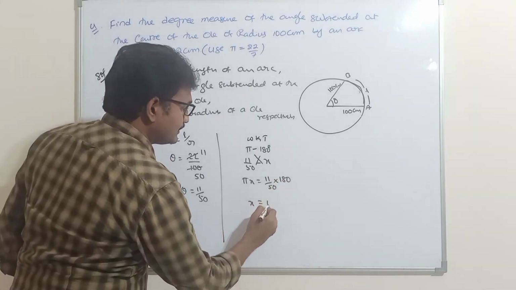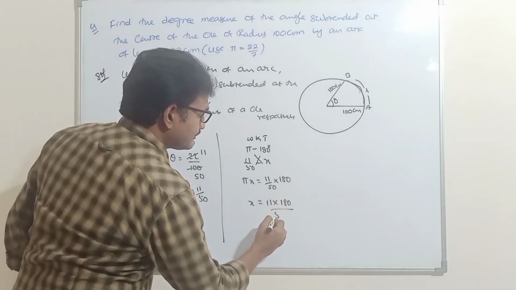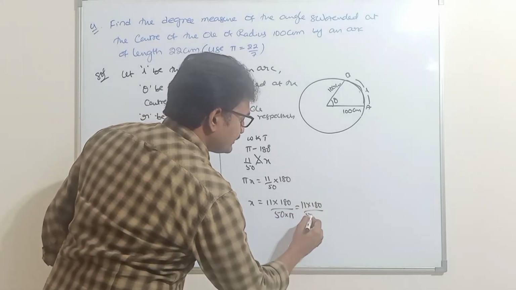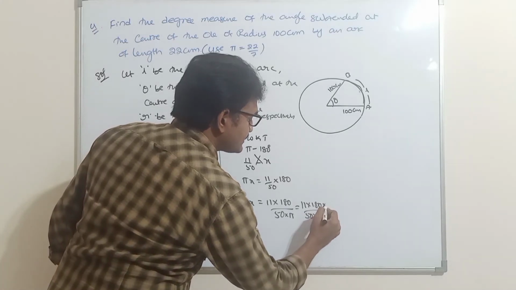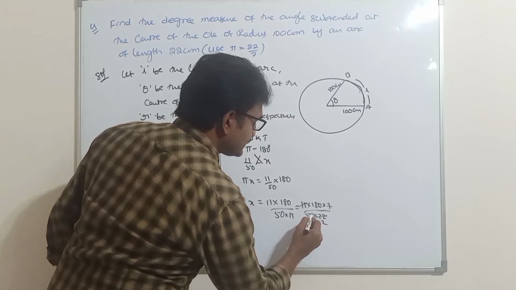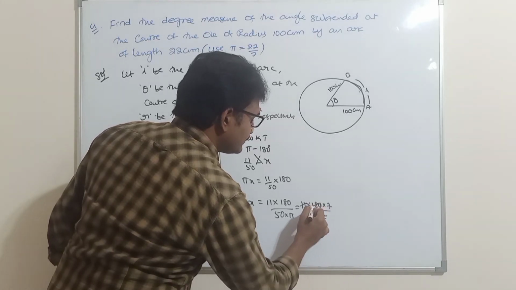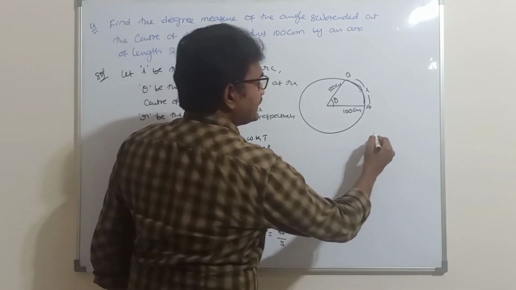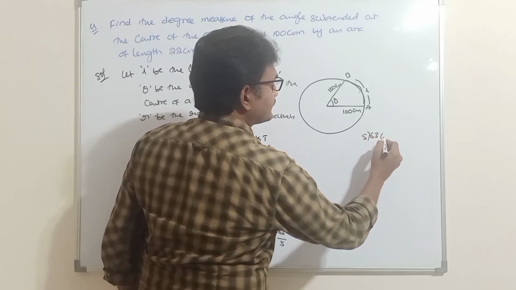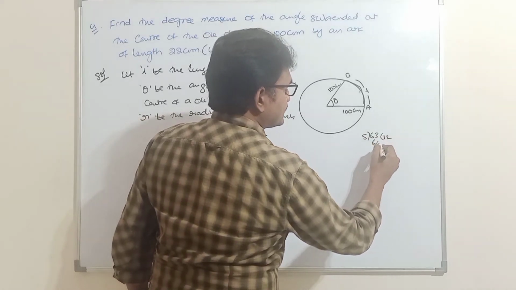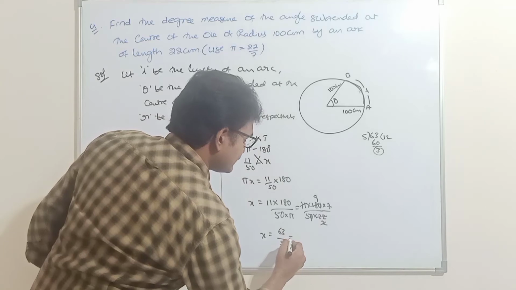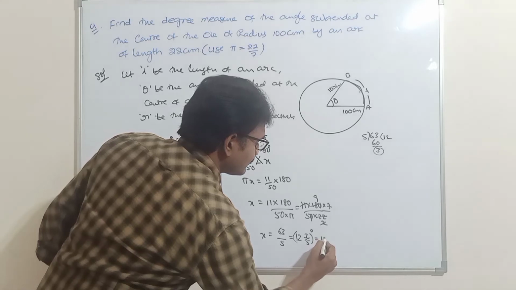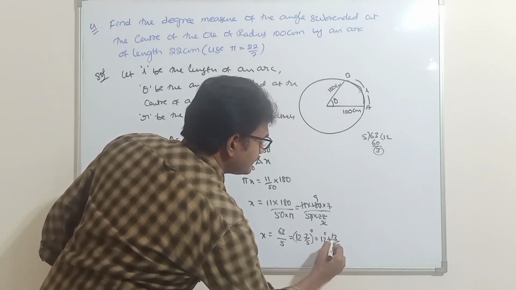So x is equal to 11 into 180 by 50 into pi. The value of pi is 22 by 7. So 11 2s are 22, 0 gets cancelled, 2 9s are 18. So x is equal to 63 by 5. So divide 63 by 5. 5 12s are 60. So x is equal to 12 3 by 5 degrees. That means 12 degrees plus 3 by 5 degrees.